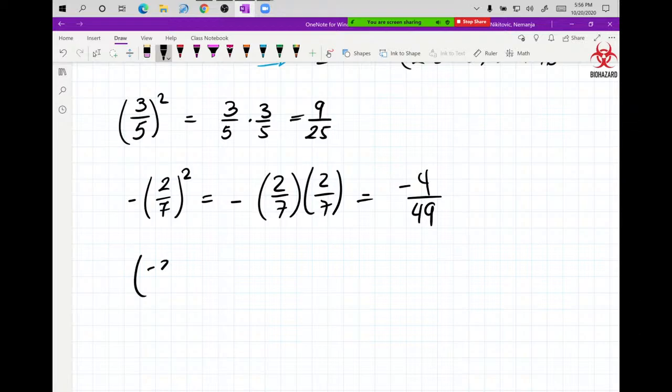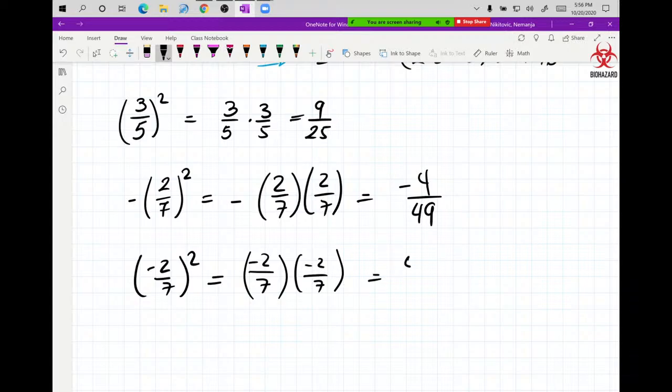Now, if I had negative 2 over 7 squared, then it would be negative 2 over 7 times negative 2 over 7, which would give me positive 4 over 49. So be careful where that negative is. Is it inside or outside? Because the rules don't apply differently.